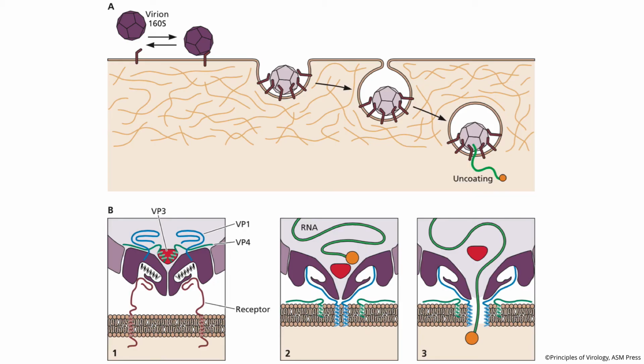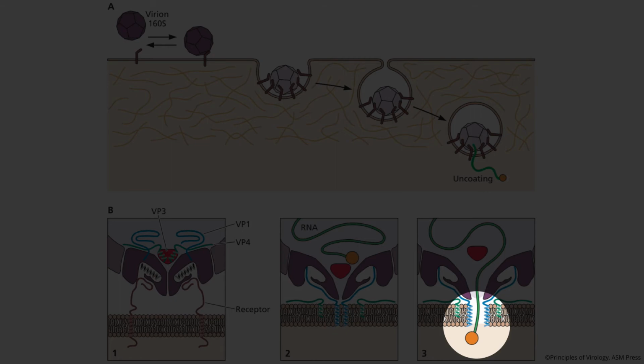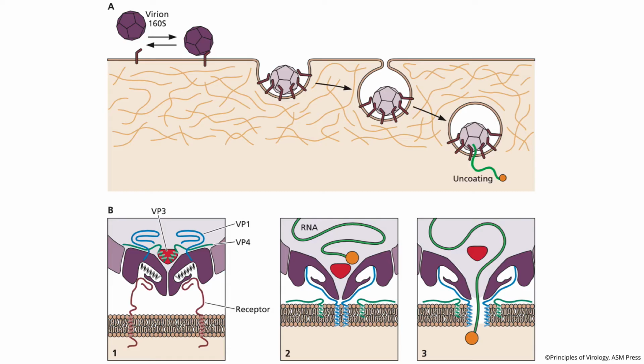And through that comes the viral RNA. So normally these hydrophobic regions are hidden in the interior of the virion. When the receptor sits down into the pocket, it changes the conformation of the particle, the N-termini pop out, they make a pore in the membrane, and out goes the viral RNA.